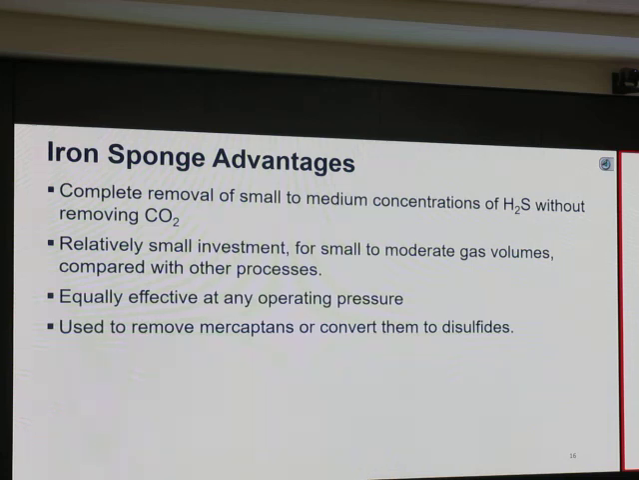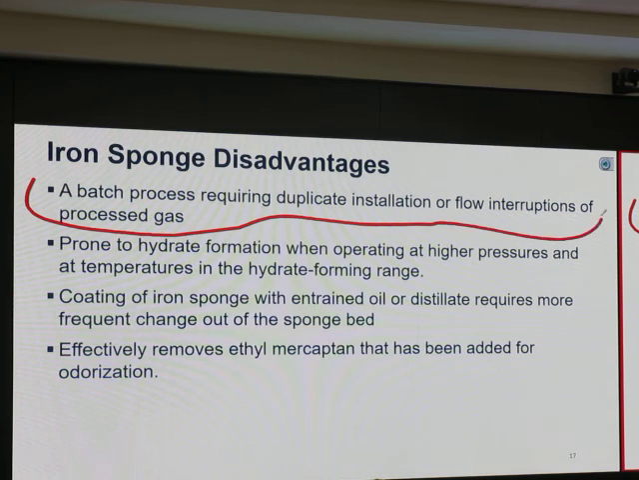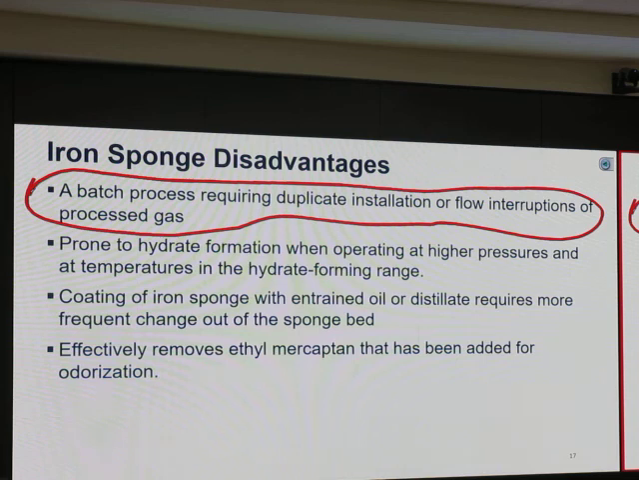Equally effective at any operating pressure, and used to remove mercaptan or convert it to disulfide. We have to regenerate it after 10 times, then we have to buy a new one. A batch process requires duplicate installation. When we have flow interruption, it is prone to hydrate formation when we operate in the hydrate phase envelope.